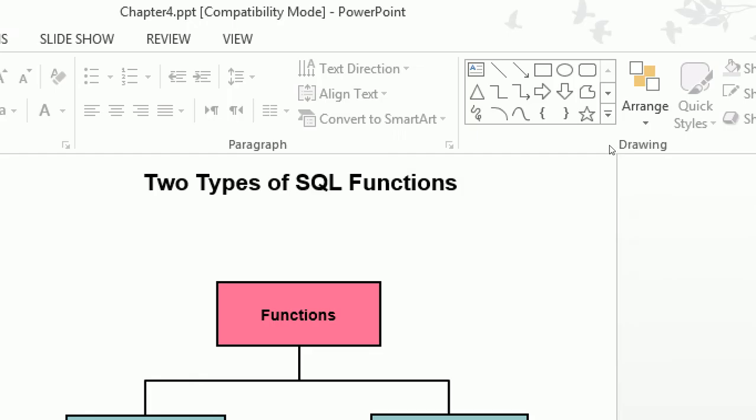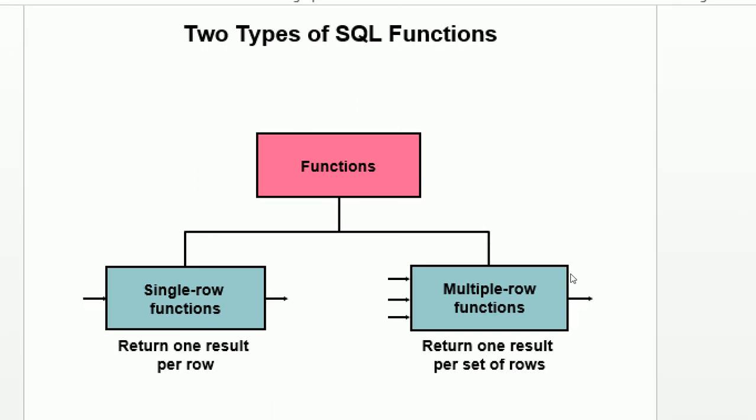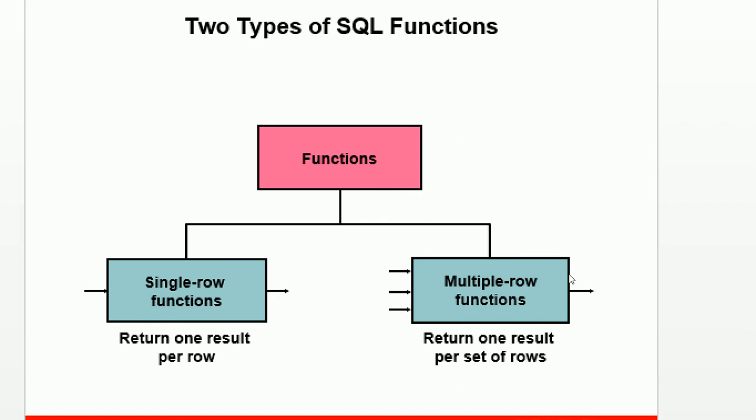Now we have two types of SQL functions: single row functions and multiple row functions. What is the difference? In a single row function, the input is 1, output is 1. Clear? It returns one result per row. In multiple row functions, the input is many, n number of times, but the output is always 1. Clear? So two types of SQL functions.